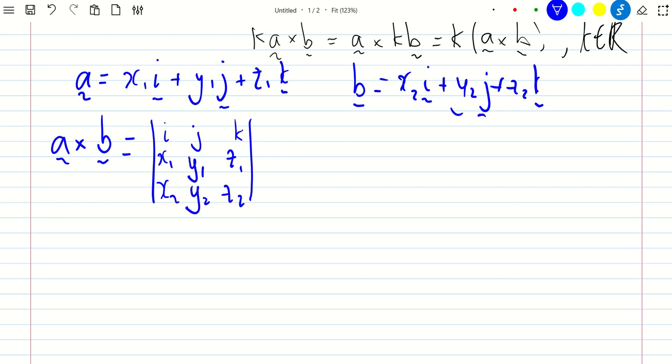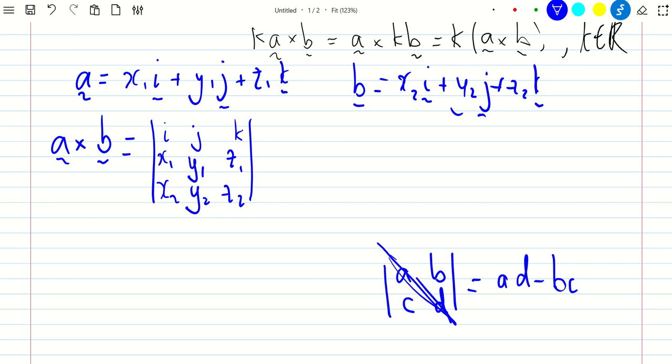So if you can remember that, then you can remember everything as long as you know how to find a 3x3 determinant. Just as a quick little reminder, if you've got the determinant of a 2x2 matrix, you'll remember that that's equal to AD minus BC. So you multiply these, subtract multiplying those ones. So that's how you find a 2x2 matrix determinant, AD minus BC.